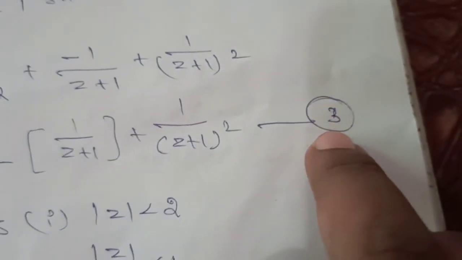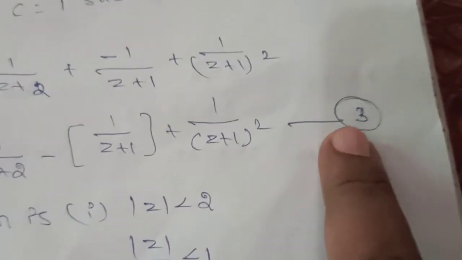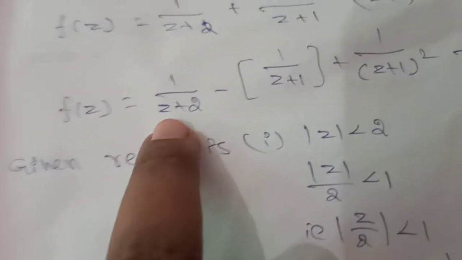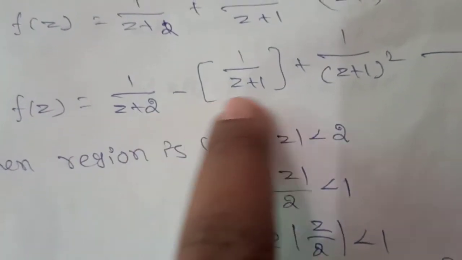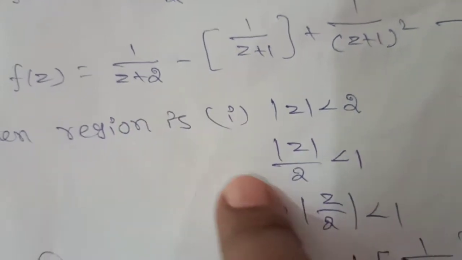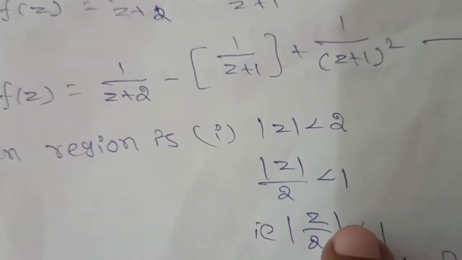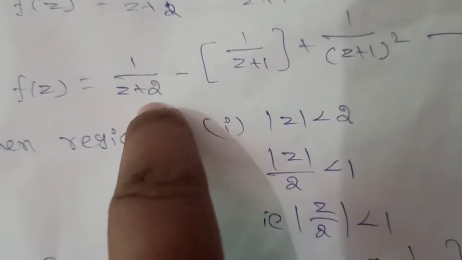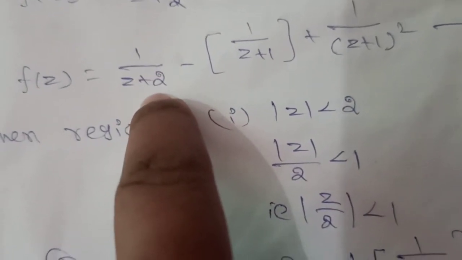Now take equation number 3. F of z equals, and in the denominator you can replace the constant by the variable.